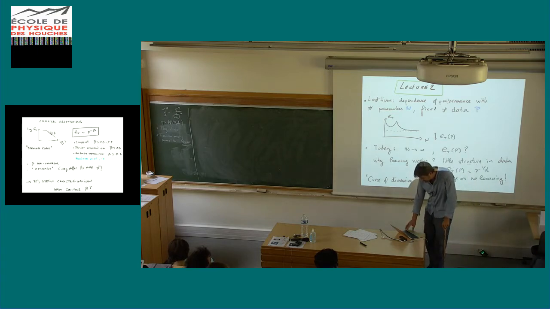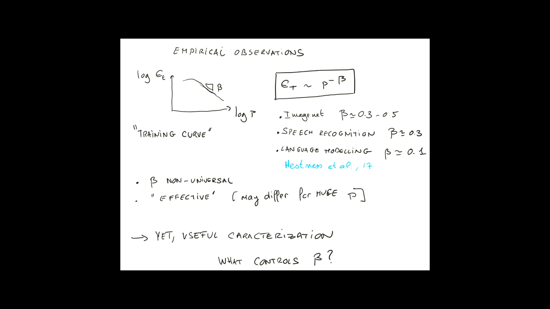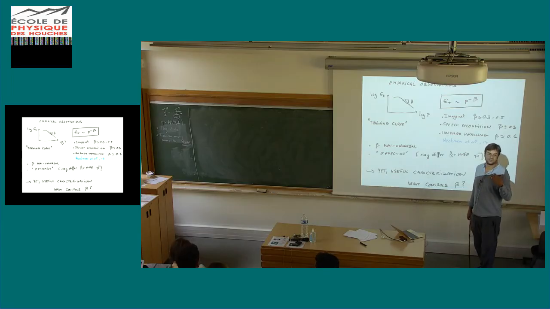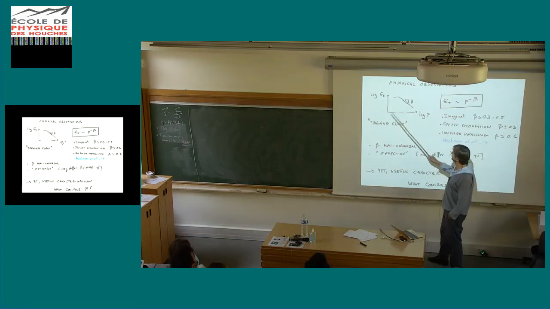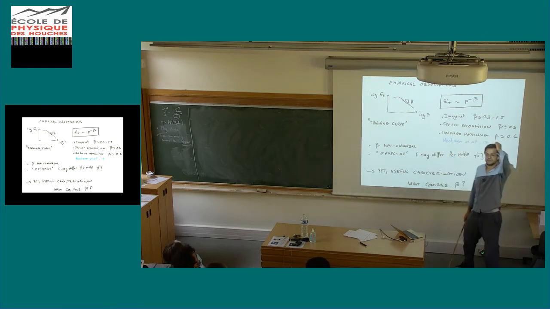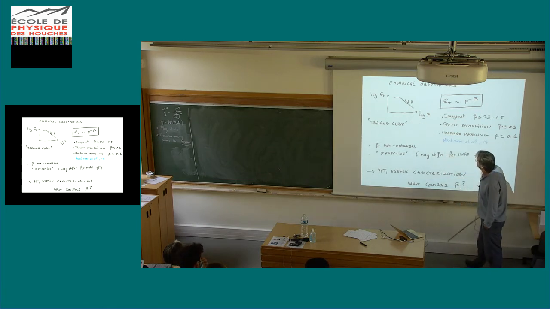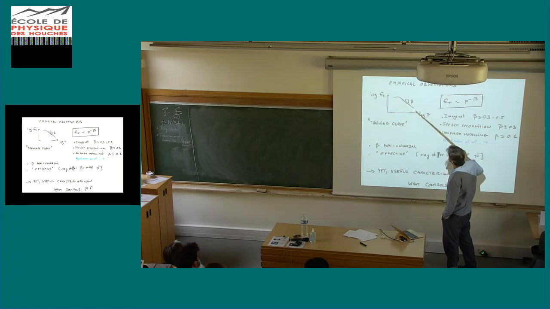So let's start maybe with empirical observations. You can look at what's called the learning curve, a log-log plot, where you plot the test error as a function of the number of points that you have. This is studied empirically, and typically what you see is that for large P, the curve can be rather well fitted by a power law with some exponent beta.